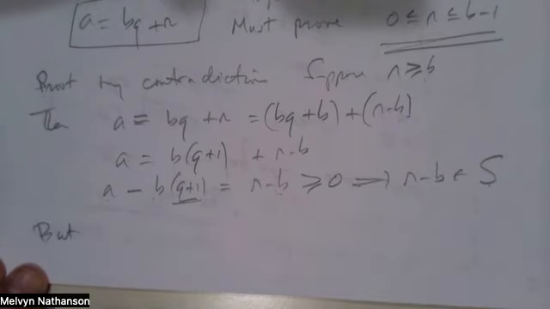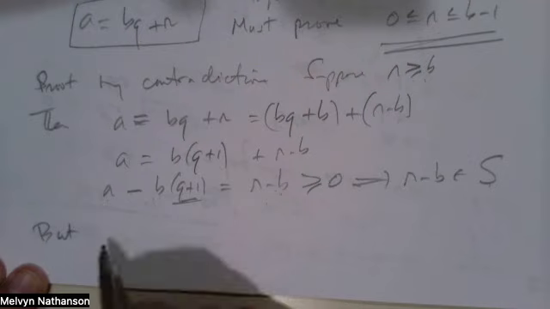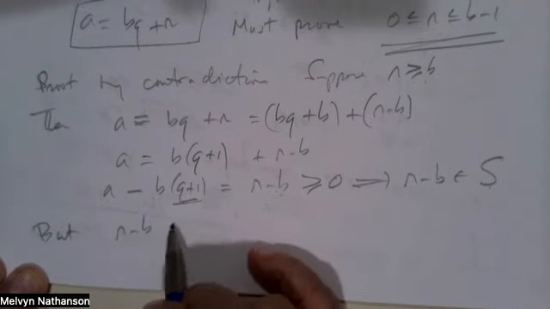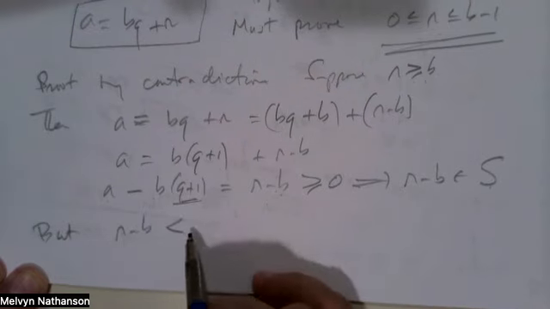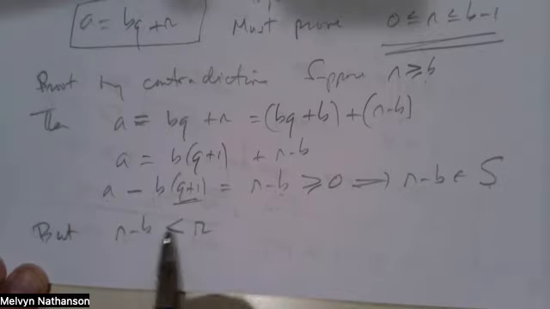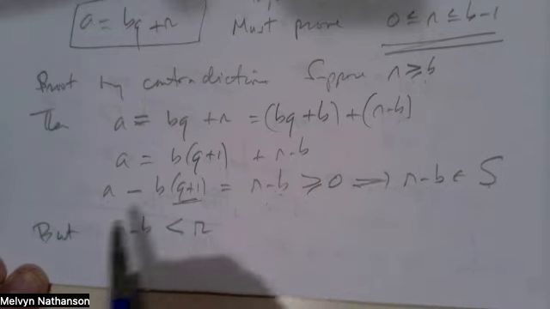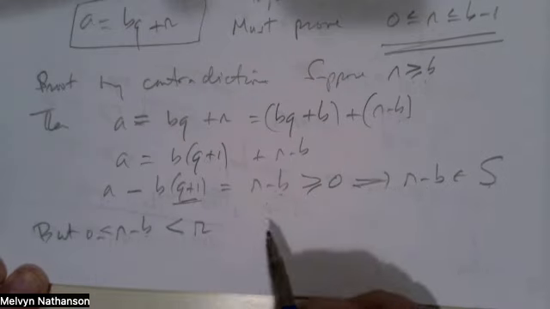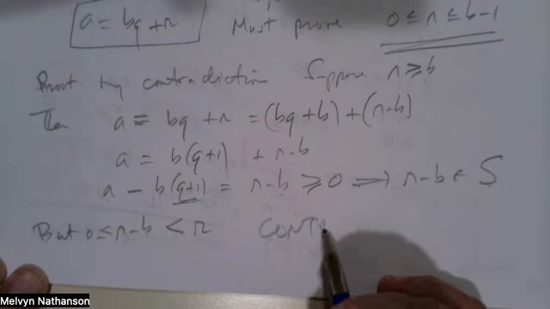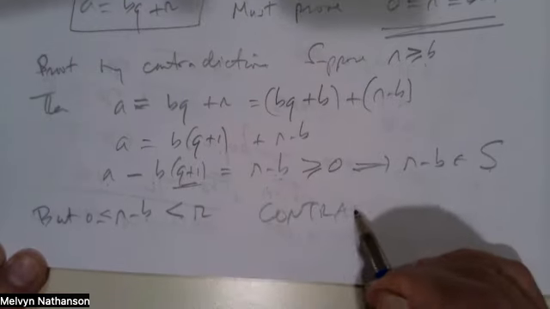But B is positive. So R minus B is strictly less than R, because I'm taking R and I subtract something positive, I get something smaller. R minus B is strictly less than R and greater than or equal to 0. And that is a contradiction.